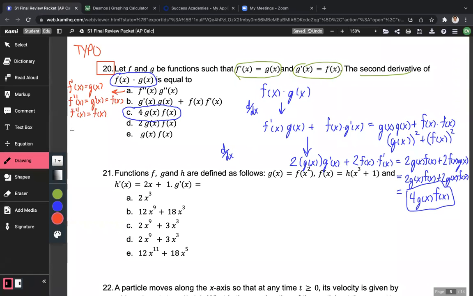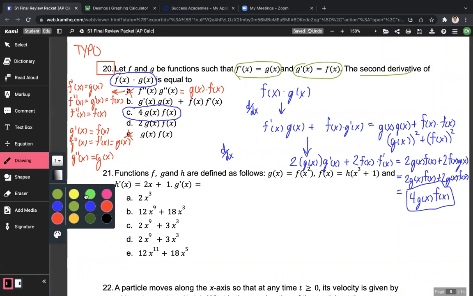And let's do the same thing for g prime. G prime of x equals f of x. G double prime of x equals f prime of x, which just equals g of x. So the second derivative of g just equals the original function g. So that means that f double prime of x times g double prime of x is just going to be g of x times f of x, which we can see is repeated in answer choice E. So those guys are incorrect.